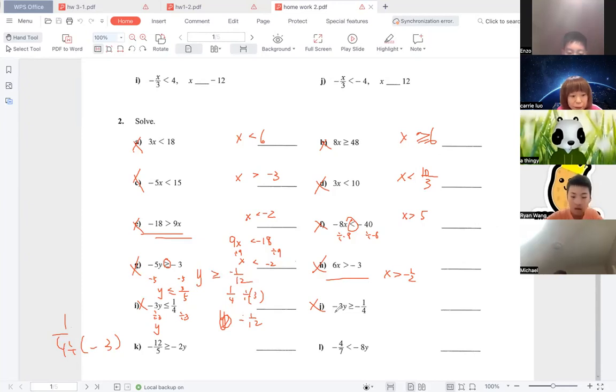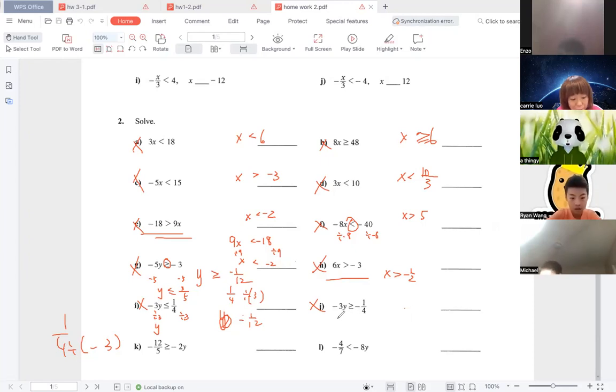Okay, so last one. Ryan, -3y is bigger than or equals to -1/4. I'm not sure. Okay, so -3y, we need to have y. Michael, can you tell me? The answer is y is smaller than 0.08 and a third. Okay, so let's take a look at this one.